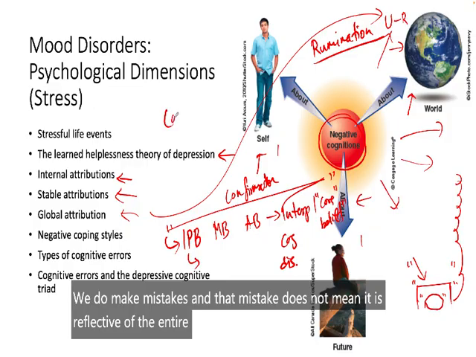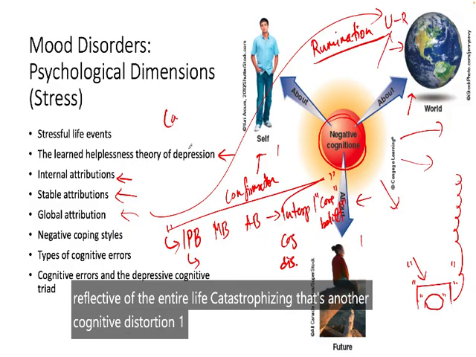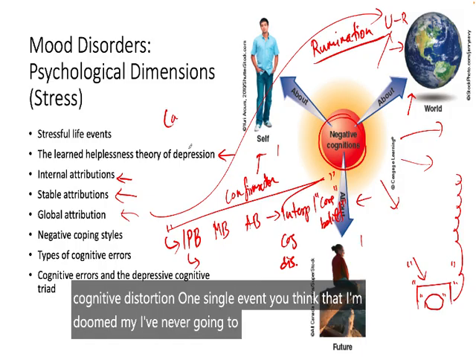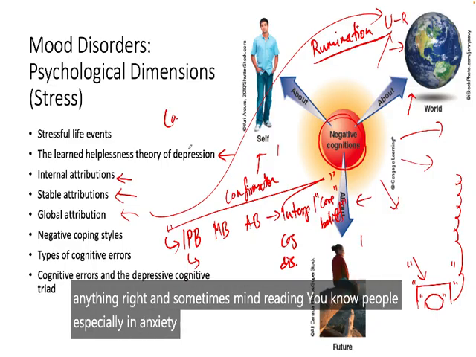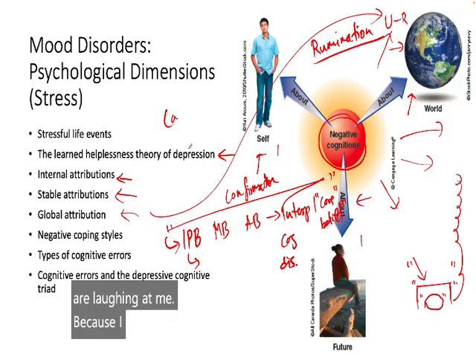Catastrophizing, that's another cognitive distortion. One single event, you think that I'm doomed. I'm never going to graduate. I will never make anything right. And sometimes mind reading. People, especially in anxiety disorder, say, I know those people are laughing at me because I can sense it, and so on. So you're mind reading. That's another cognitive distortion.